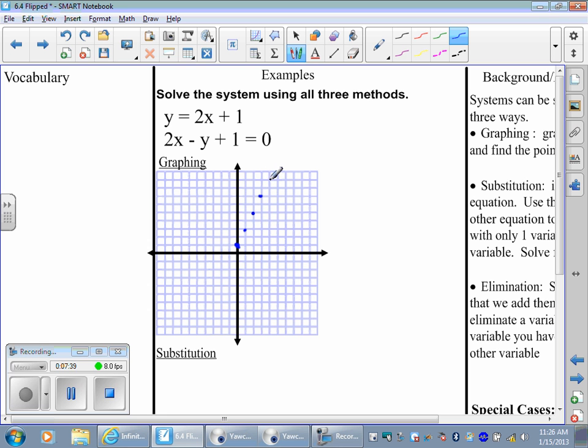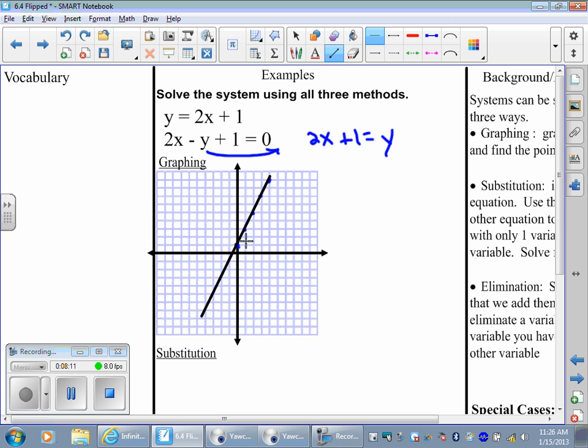Now this one isn't in any form that we may recognize, but if I move this to the other side, we could say, aha, that's in slope-intercept form. So if we leave this as 2x plus 1 equals y, because we moved this y to the other side, then we see that this line also has a y-intercept of 1 and a slope of 2. So if I graph this one, wait a minute, it turns out they're the exact same line.